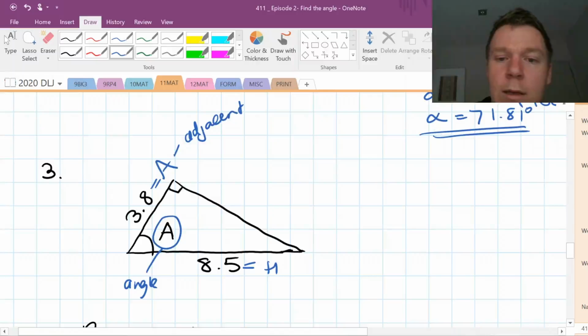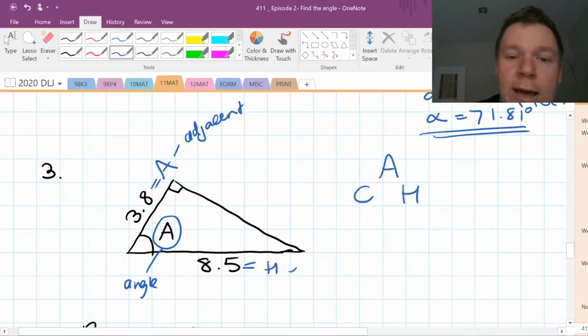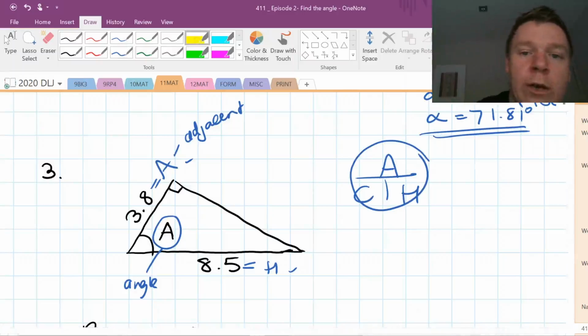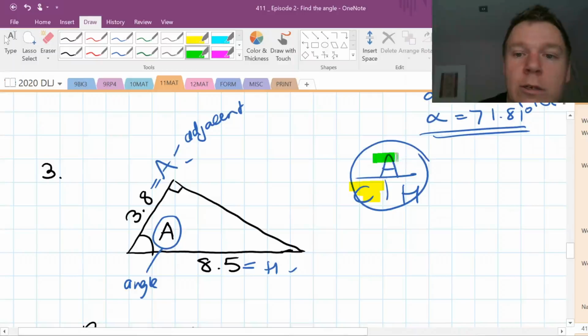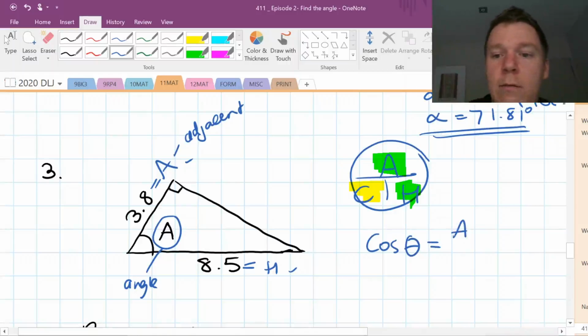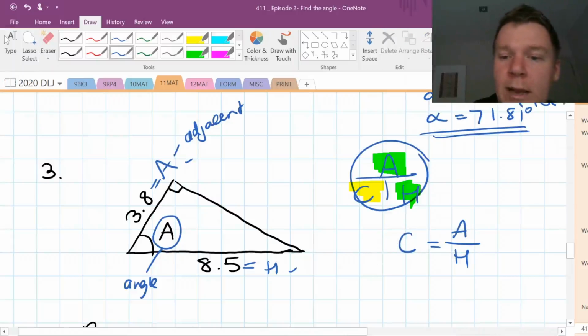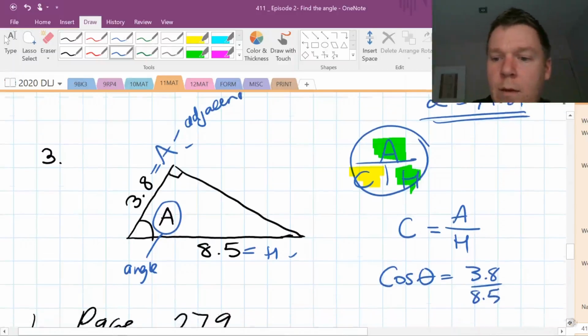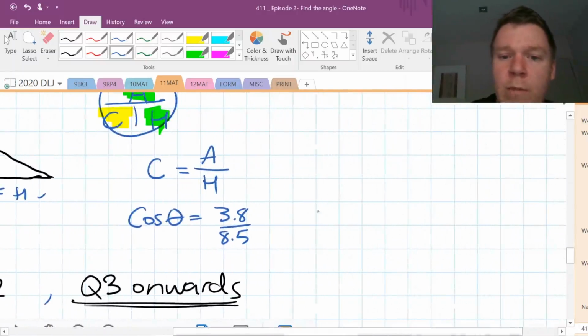We'll be using the CA, because we've got H and A. We're trying to work out cos of the angle, so we're going to do A divided by H. Cos of the angle equals A divided by H. That's different from what I usually do. I usually do C equals A divided by H. So cos of the angle equals 3.8 over 8.5. We're running out of space. Do it over here.